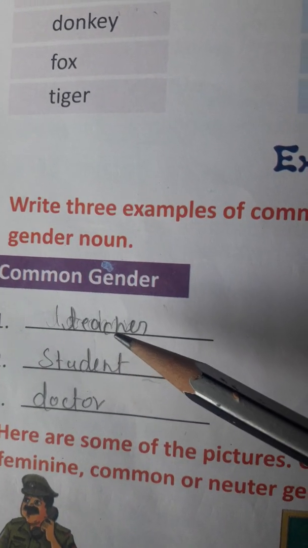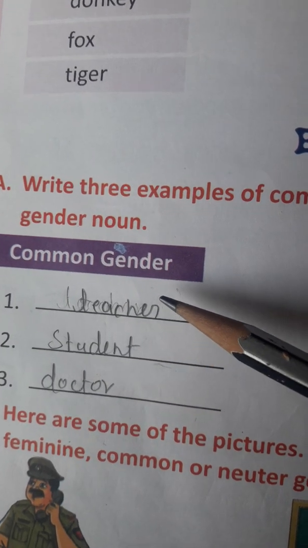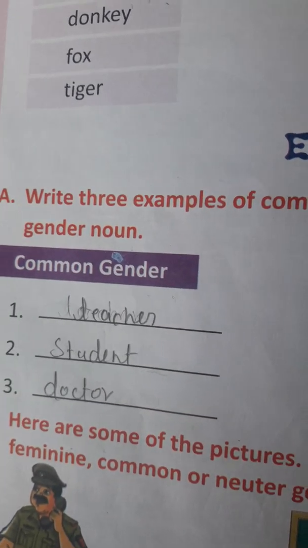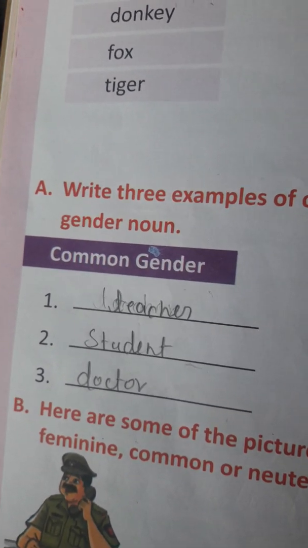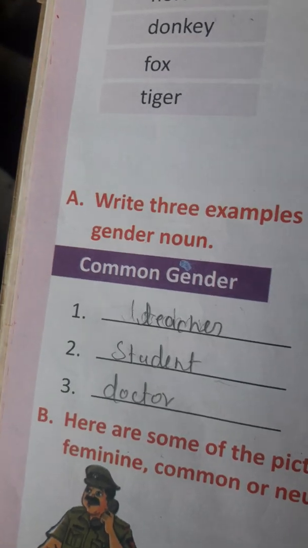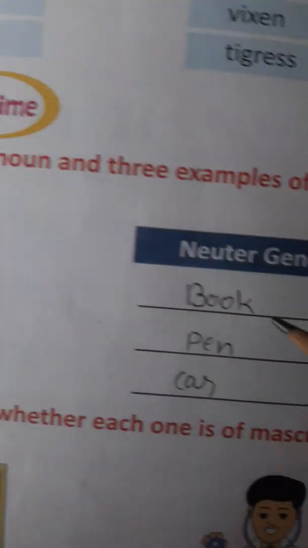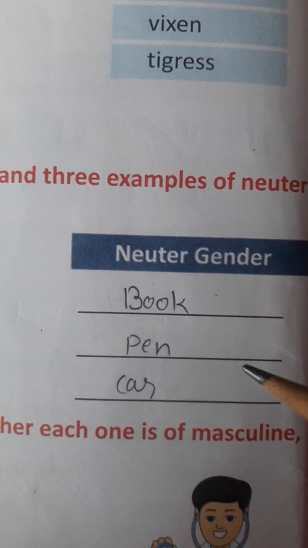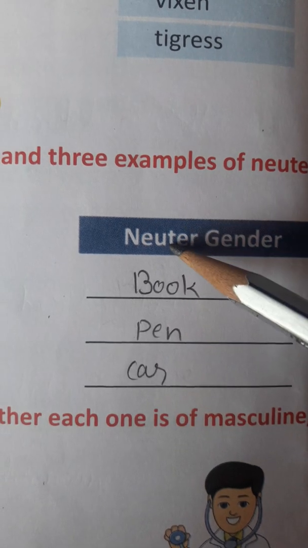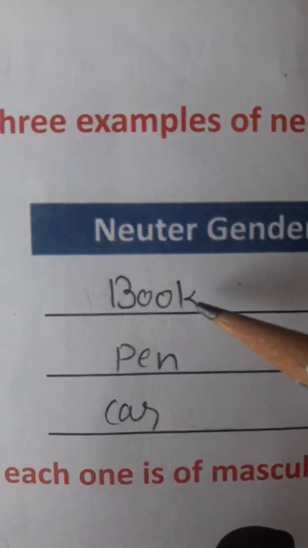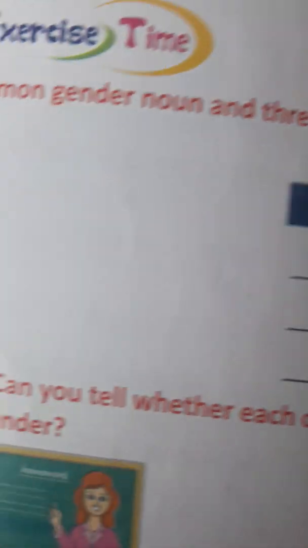For example, teacher, student, doctor, because a teacher can be a male or a female. A student can also be a male or a female. Doctor also. So these examples I have written. If you want, you can write some other examples also. In the neuter gender, things which are non-living. All the non-living things will come under the neuter gender. I have written here book, pen, car. If you want, you can write something else also.